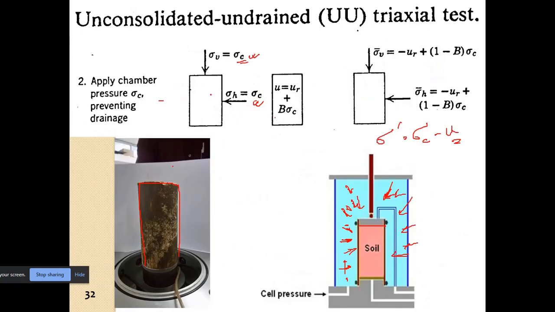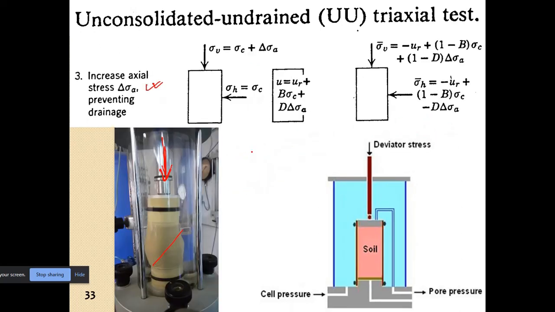So first is the consolidation phase, or cell pressure application phase. Cell pressure application, so that is stage 1. Stage 2 is deviator load application, or deviator stress application.